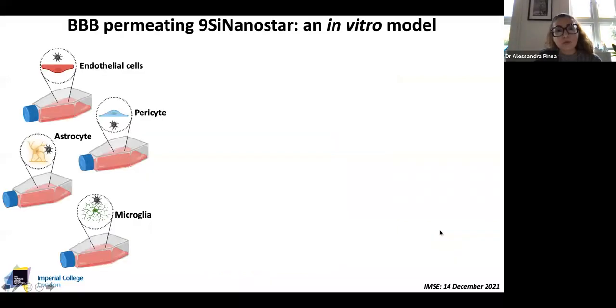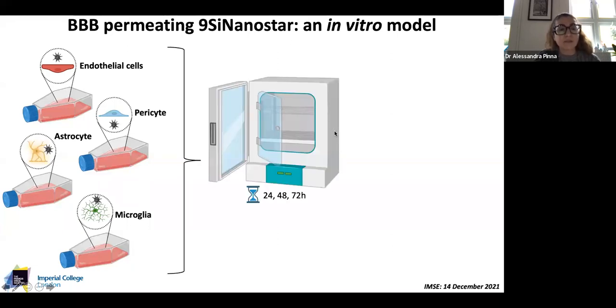Then we moved on, since we want to see if these nanoparticles can cross the blood-brain barrier and compare this star shape to the spherical shape. Before building a 3D model of the BBB, we tested the viability and toxicity of the nanoparticles in all the types of cells that we use to build it: endothelial cells, astrocytes, pericytes, and microglia. We incubated all of these cell types with different nanoparticle concentrations and performed the assay after 24, 48, and 72 hours.